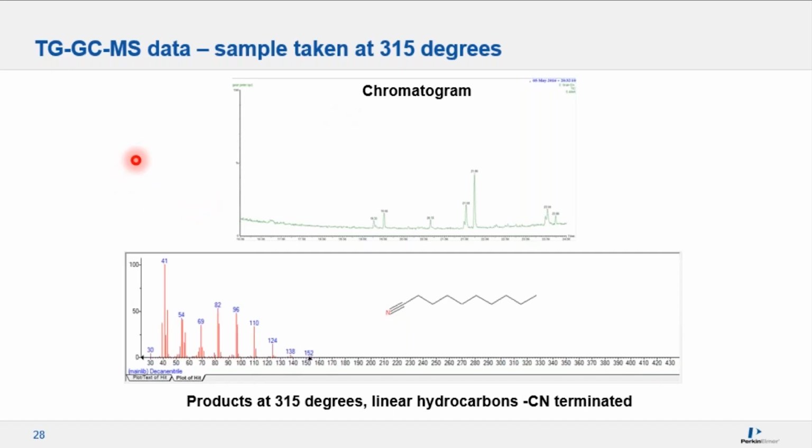The upper plot shows the chromatogram. We see several different compounds being eluted here. And then we can use the mass spec to investigate the ion fragmentation pattern to get chemical information about these compounds. What we're seeing here is a linear hydrocarbon with carbon triple bonded to nitrogen. So this is a nitrile compound. Initiators are commonly nitrile compounds and can possibly be used to initiate the polymerization reaction in the thermoset polymer.